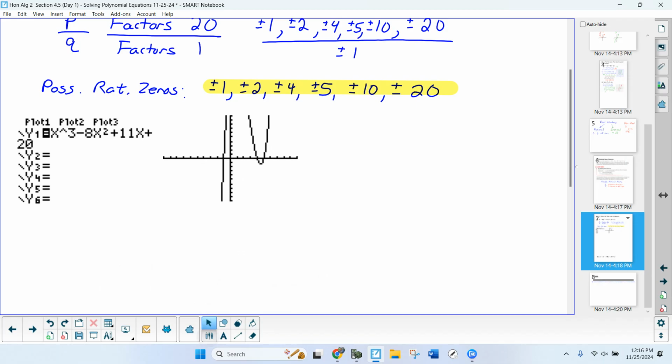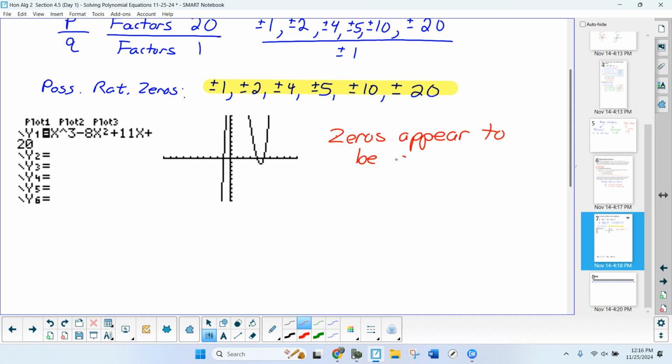So where do the zeros appear to be at? So the zeros appear, and that word is really important, appear to be at what? Well, what number would this be? If your scale, remember, I did zoom 6, I did standard window, negative 10 to 10 by a tick mark of 1. So what does that number appear to be? Negative 1. And then this would be 1, 2, 3. This would be what? 4. And this one would be what? Are those in my list of possible rational zeros? Okay, so that's good, right?